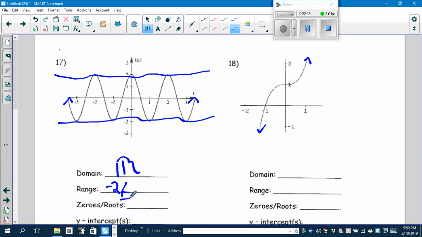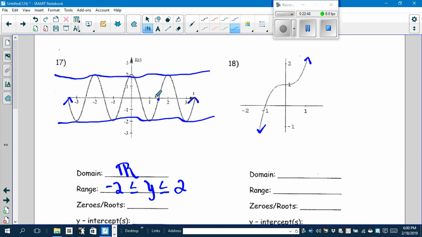And my range, again, the lowest value is -2. Let me just erase it. Again, the domain is all real numbers. Our lowest value is at -2, and our highest value is at +2. Sorry, guys. So if it makes more sense for you to write this as an inequality, go ahead and do that. You'll be able to figure it out.